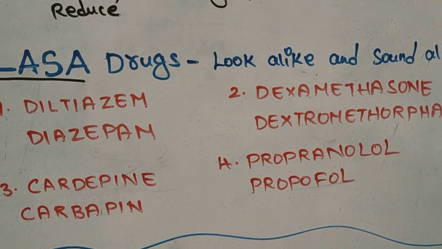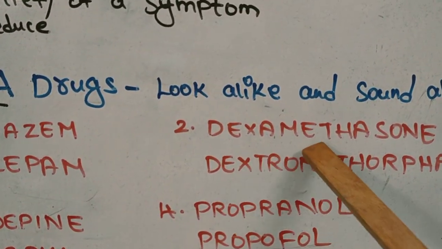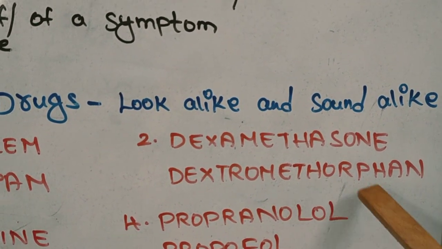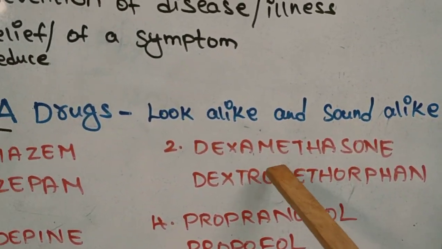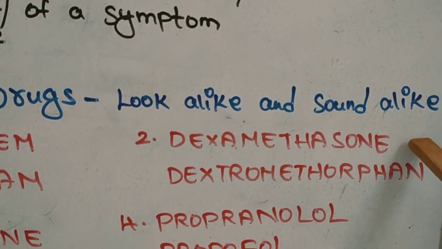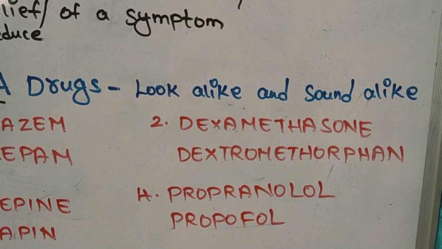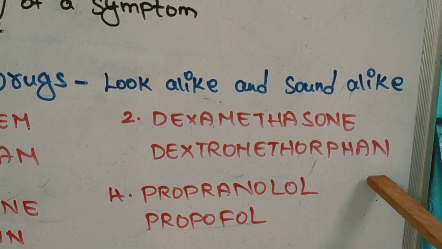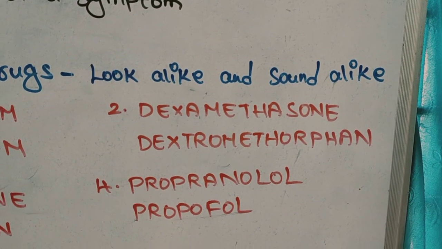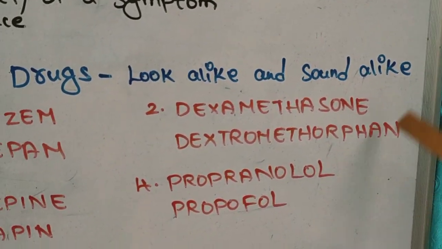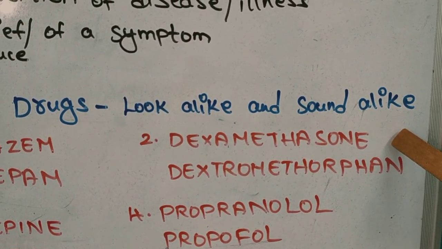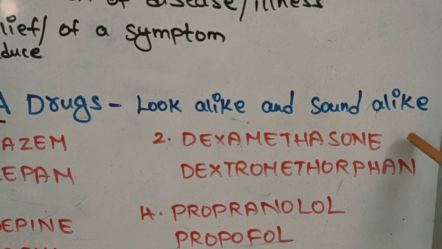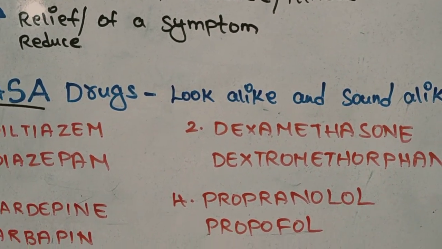Next example of the LASA drugs, as you can see here, is dexamethasone and dextromethorphan. Dexamethasone is a corticosteroid, which is used to decrease inflammation. Whereas dextromethorphan is an antitussive, a cough depressant, which is available as an OTC medication, over the counter medication. See, a lot of difference. This one you get only with prescription, and this you can get without prescription also.